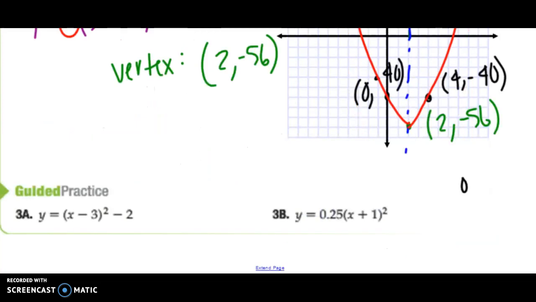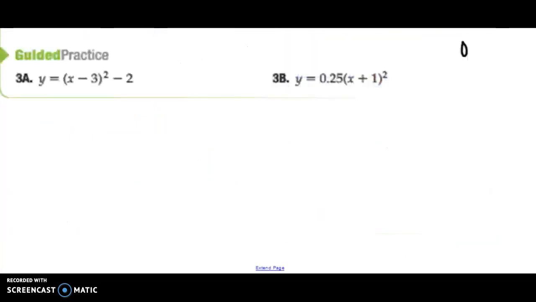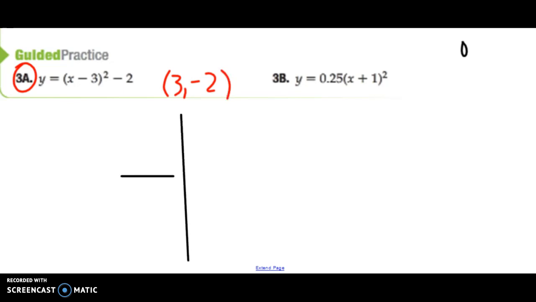All right, so here's a couple guided practice problems that we could sure try. And so if we look at 3a, you'll see that the vertex is going to be at the point 3, negative 2. So if I was to make my coordinate plane kind of like this, 1, 2, 3, and then 1 down 2 would be right there. That's my vertex at 3, negative 2.